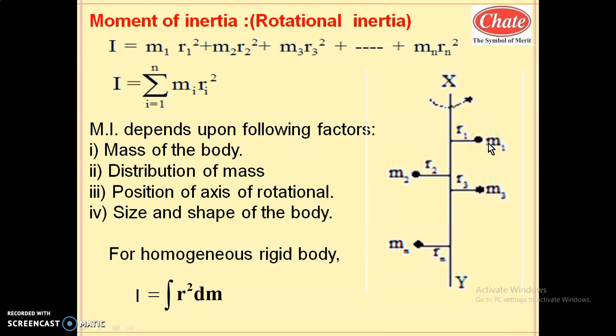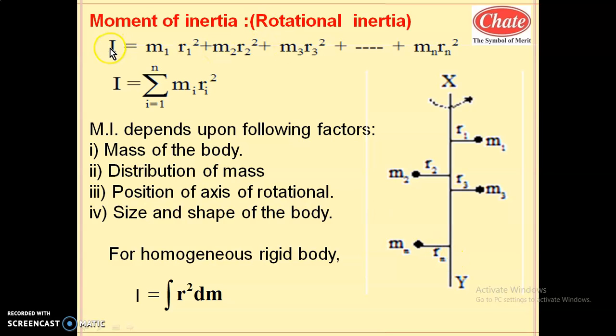So basically, moment of inertia is mass into square of the distance, like force is nothing but mass into acceleration. So moment of inertia is mass into distance square. For the first particle, the moment of inertia is m1 r1 square. For the second particle, it is m2 r2 square. For the third particle, it is m3 r3 square. For the nth particle, it is mn rn square.